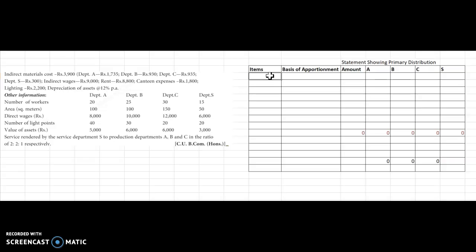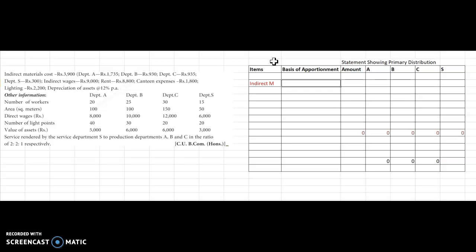So firstly, indirect material is given to us. Indirect material costs. Now it's been given to us that the total cost is 3,900, and they've already given us for department A, B, C, and S.